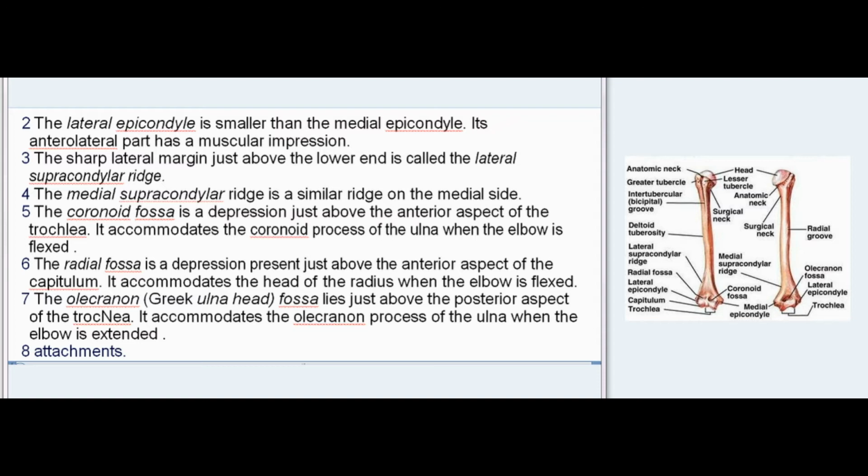5. The coronoid fossa is a depression just above the anterior aspect of the trochlea. It accommodates the coronoid process of the ulna when the elbow is flexed. 6. The radial fossa is a depression present just above the anterior aspect of the capitulum. It accommodates the head of the radius when the elbow is flexed. 7. The olecranon fossa lies just above the posterior aspect of the trochlea. It accommodates the olecranon process of the ulna when the elbow is extended.